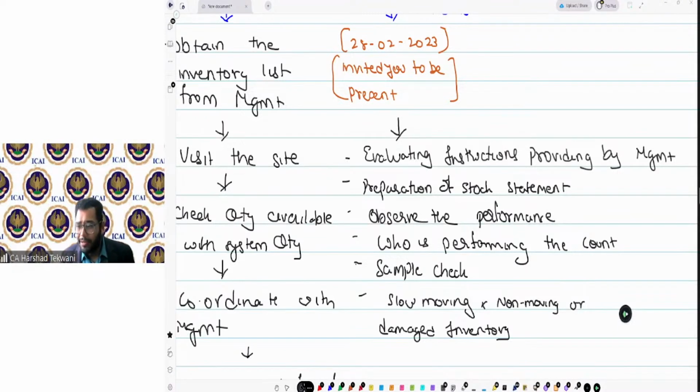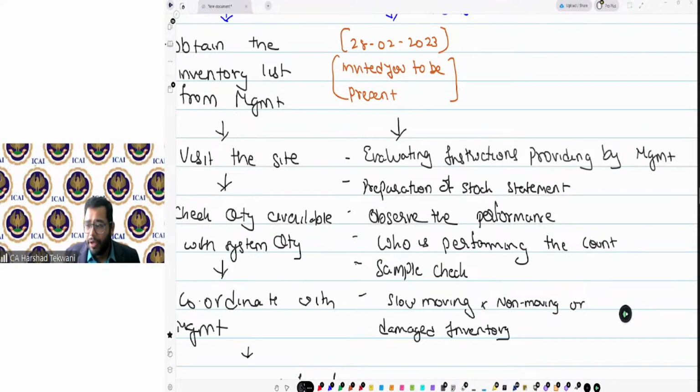Can an auditor ask a person other than the store manager to count the inventory? Who am I to ask? See, either I can perform a count or management can guide a person to perform a count. If management is sending someone to perform a count, I need to first check who is performing the count, whether there is an issue with objectivity, and number two, how he is performing the count and what instruction has been given by management.